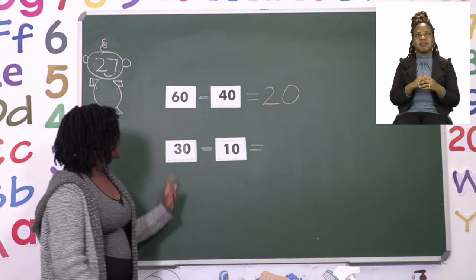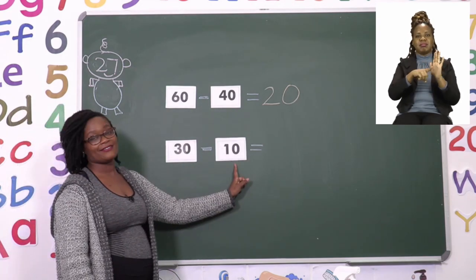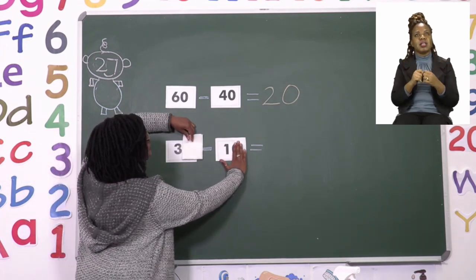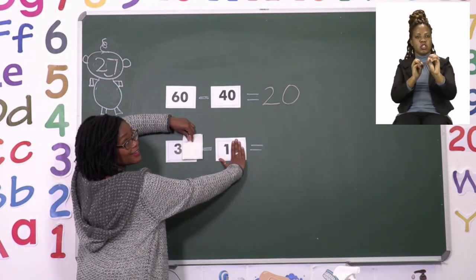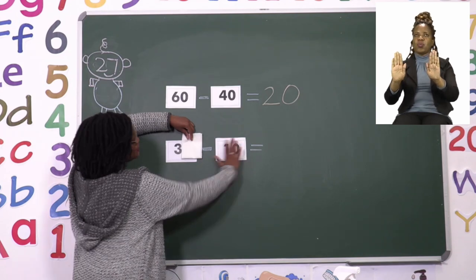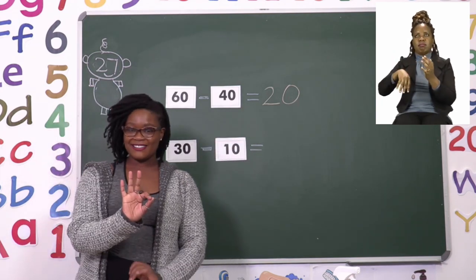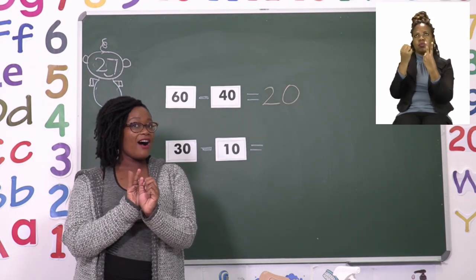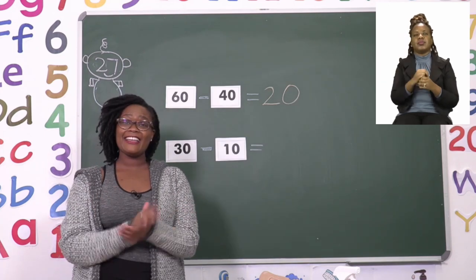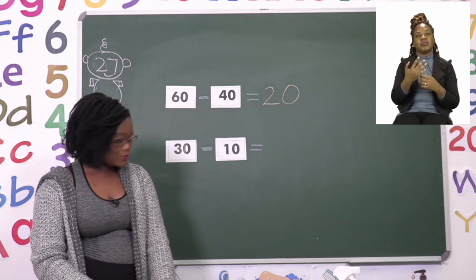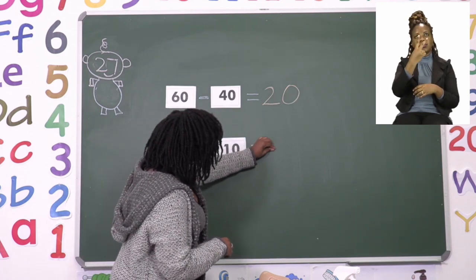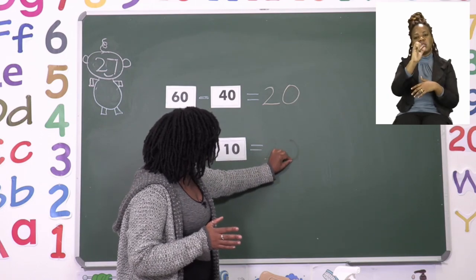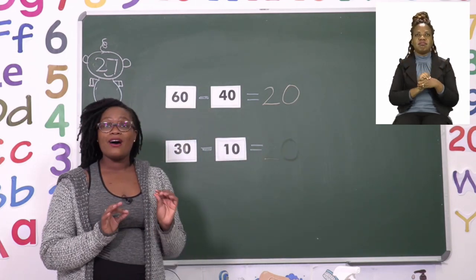The next one says 30 minus 10. So what you are going to do is you're going to cover your zeros and now it becomes 3 minus 1. So we need only 3 fingers and we are going to take away 1. That means our answer is 20 again. So you are going to put your 2, and then because it is decade numbers, you need to put a 0. So now our answer is complete.